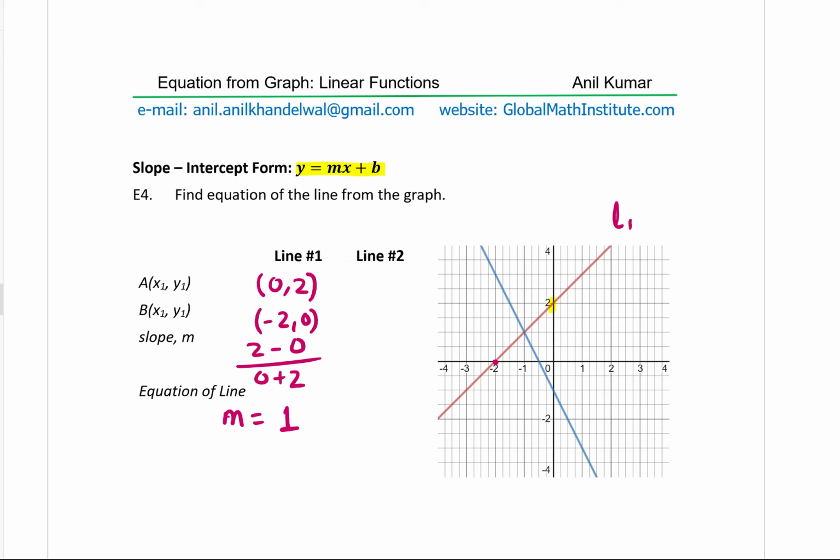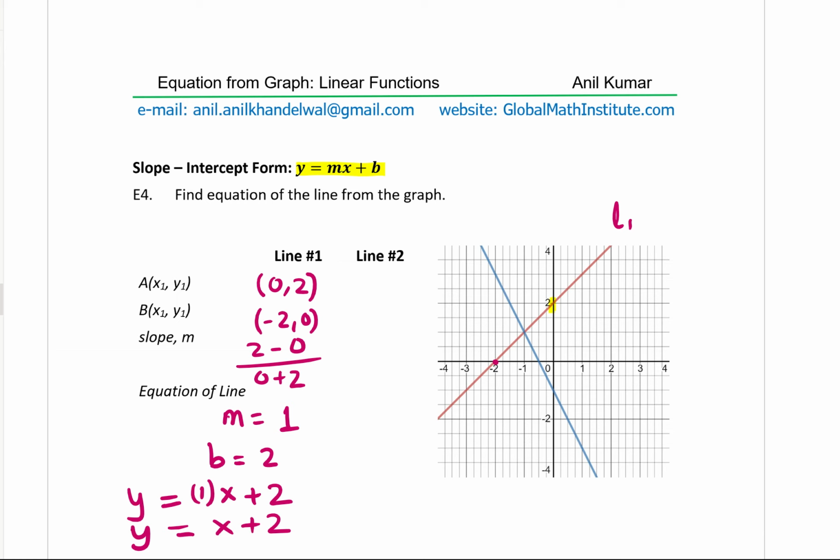Since we have the y-intercept b equal to 2 and m equal to 1, we can write down the equation as y equals mx plus b, right? In this case, m is 1, so it is 1 times x plus b, which is 2. So our answer will be y equals x plus 2. Is that clear to you? So that is how you can actually find the equation of the line.